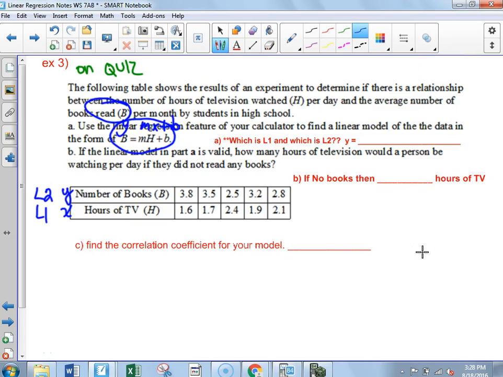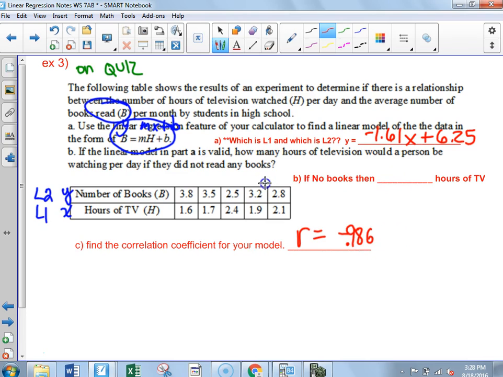What was the equation rounded? Somebody want to read theirs? I put negative 1.61x plus 6.25. Okay. You could find that on your home screen, or you could find it on your y equals, because you've stored it. What was the correlation coefficient? Anybody write that down or have it on their home screen? Negative 0.98 something? Close enough?